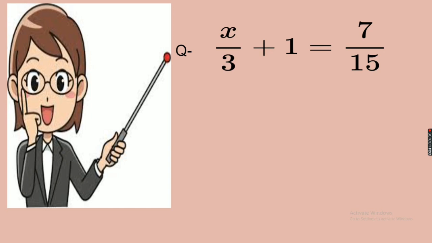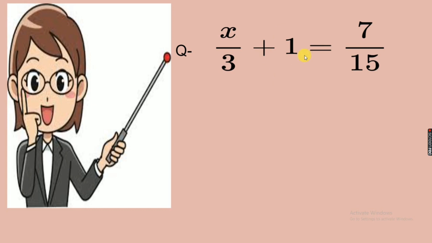Now friends, let us solve one more problem. Here is our next sum. It says x upon 3 plus 1 is equal to 7 upon 15. Now x is divided by 3 and 1 is in addition with this term. Here we have to find out the value of x.